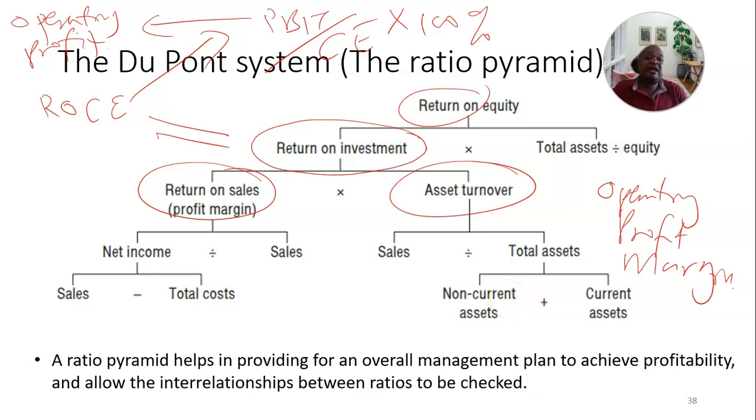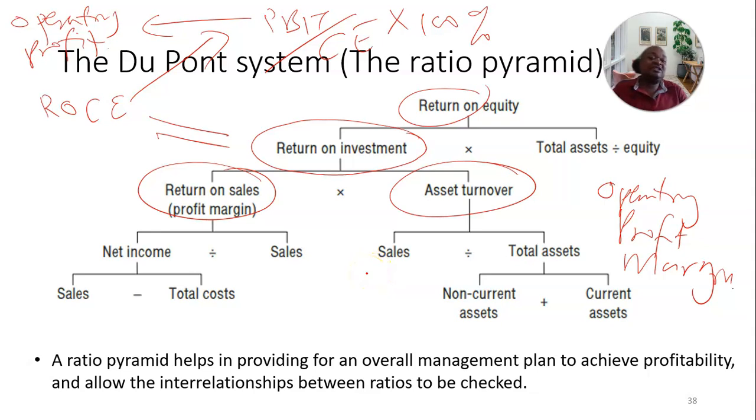This is also a profitability ratio. All right, but what are we talking about when we are saying operating profit margin? And I've already indicated that when I'm saying operating profit, obviously I'm talking of profit before interest and tax. So you just have to be able to pinpoint what is happening.